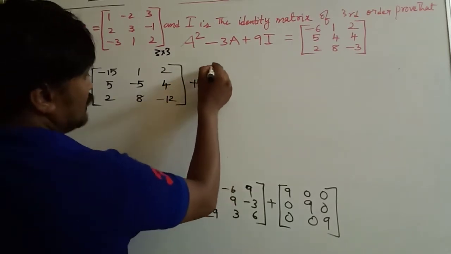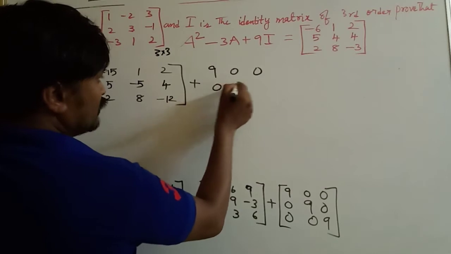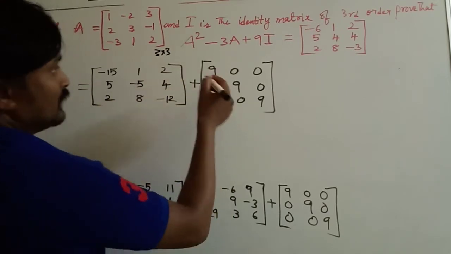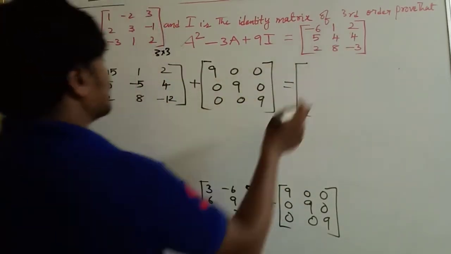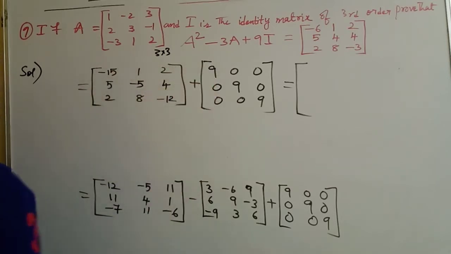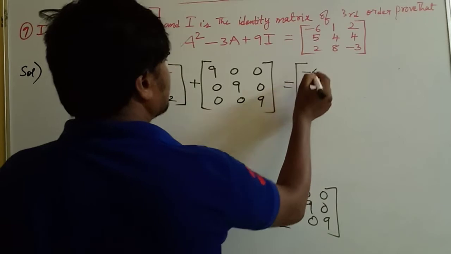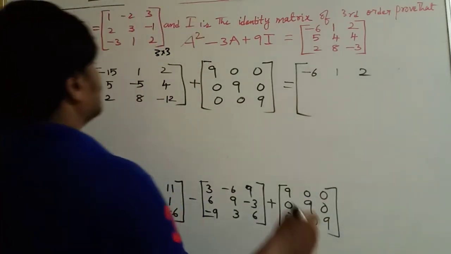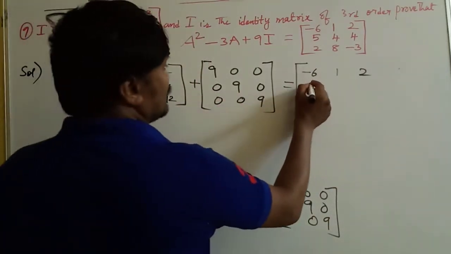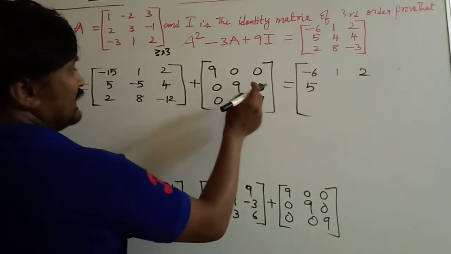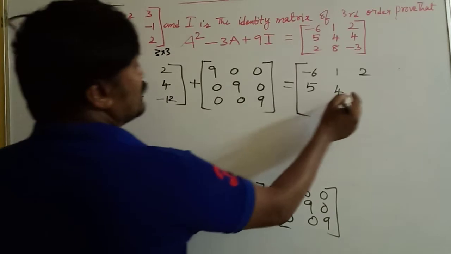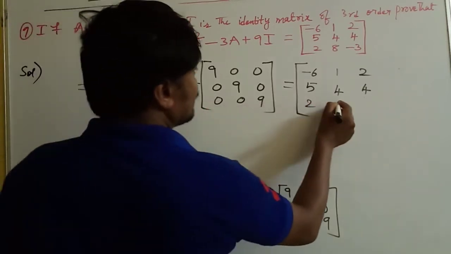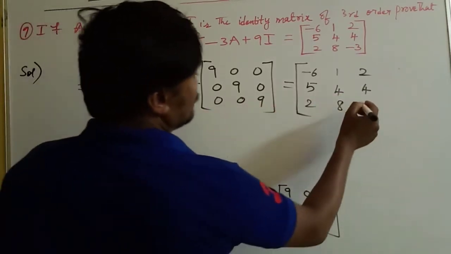This plus 9 0 0 0 9 0 0 0 9. So then when you add these two also, what are you going to get? Because I need to get this answer. Minus 15 plus 9 is nothing but minus 6. 1 plus 0 is nothing but 1. 2 plus 0 is nothing but 2. Another one, it is 5 plus 0 is nothing but 5. Minus 5 plus 9 is nothing but 4. 4 plus 0 is nothing but 4. 2 plus 0 is nothing but 2. 8 plus 0 is nothing but 8. Minus 12 plus 9 is nothing but minus 3.